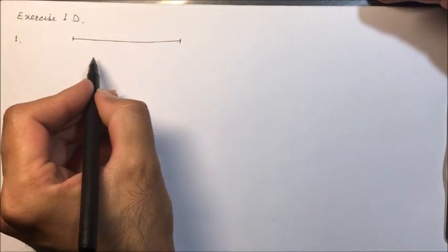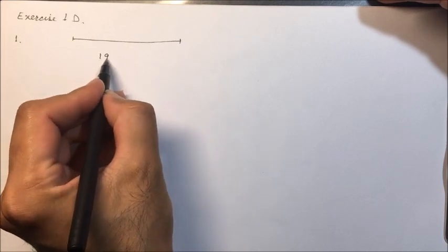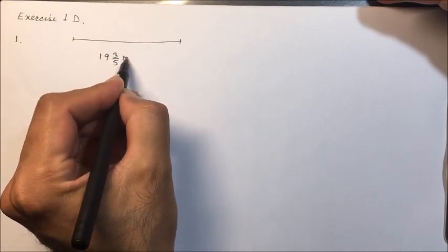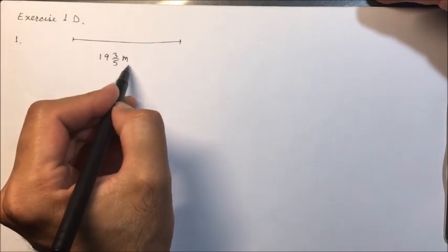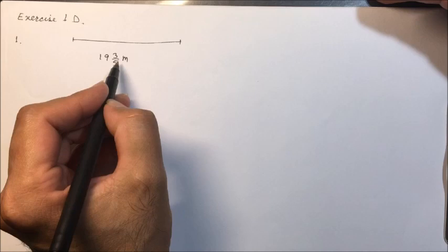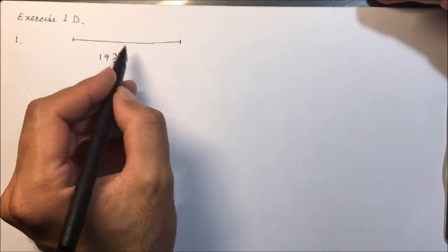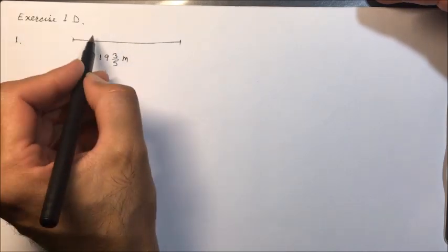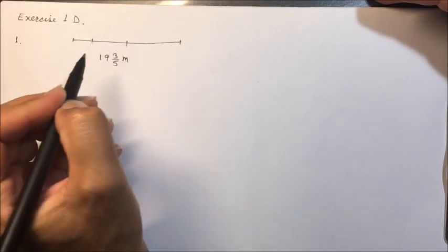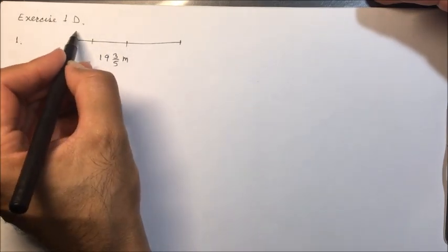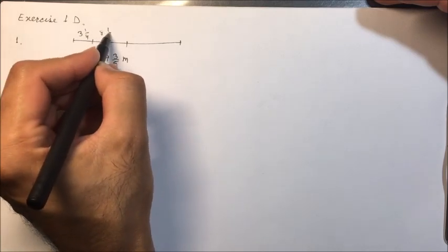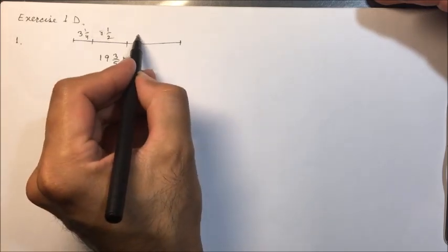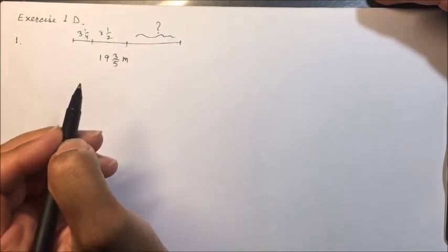So we are having one rope, its total length is 19 3/5 meters. Ajay cut the 19 3/5 meter rope into two pieces. One length is 3 1/4, the other length is 8 1/2, and the remaining length we have to find.